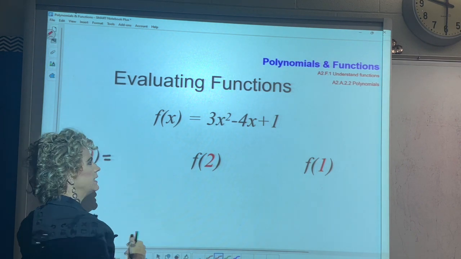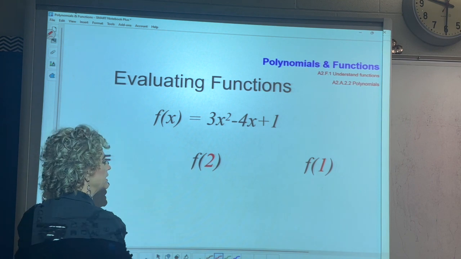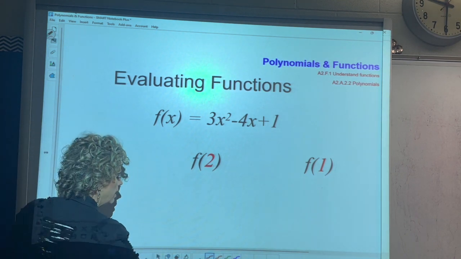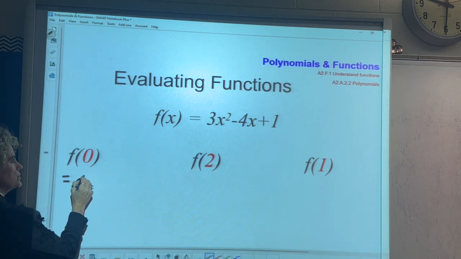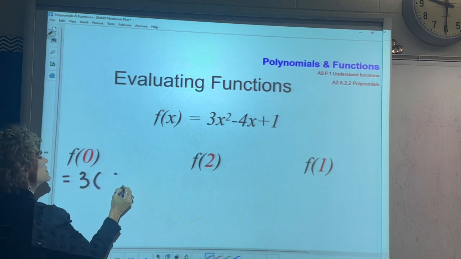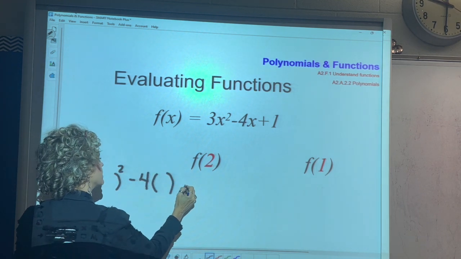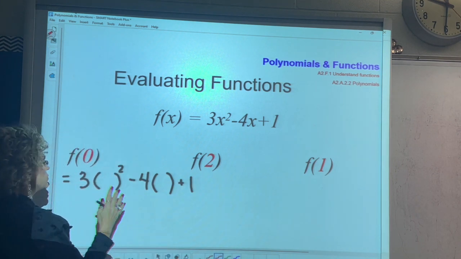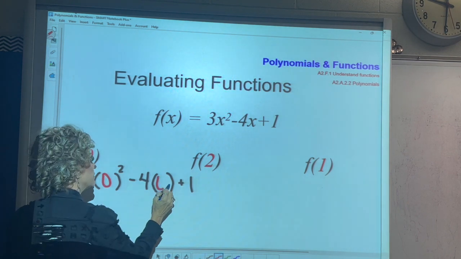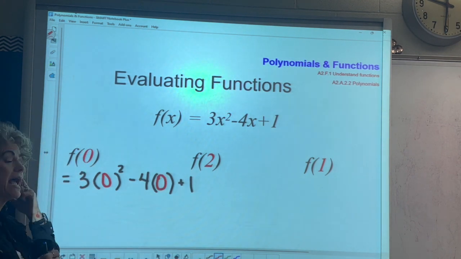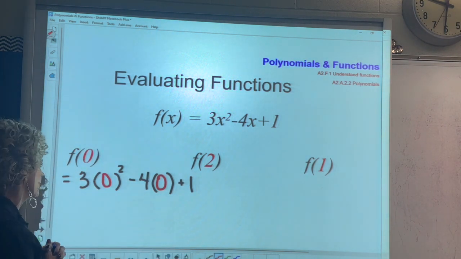So that's telling us in this function, wherever an x is, we need to put a 0. So what I'm going to do is start here: equals 3 times x squared minus 4 times x plus 1. Now, straight up, I'm going to do this without a calculator. I have 0 here, I have 0 here. I left my x's in parentheses. You need to use that particular notation, okay?